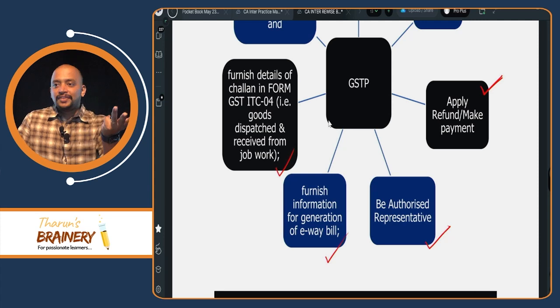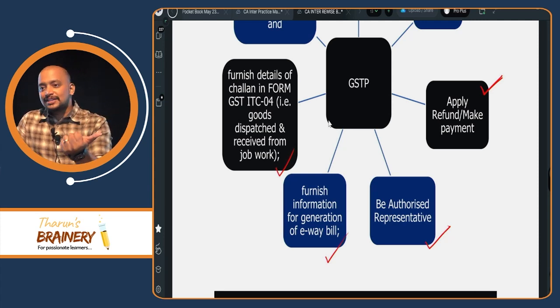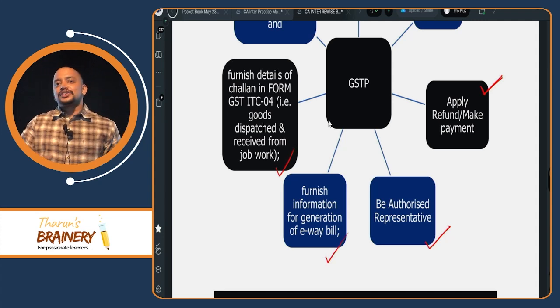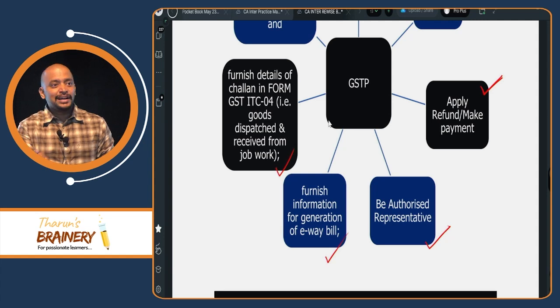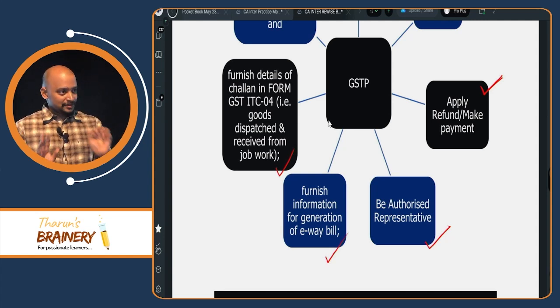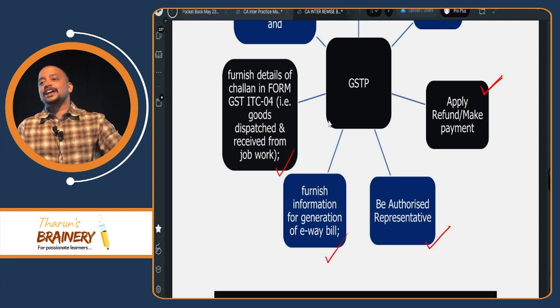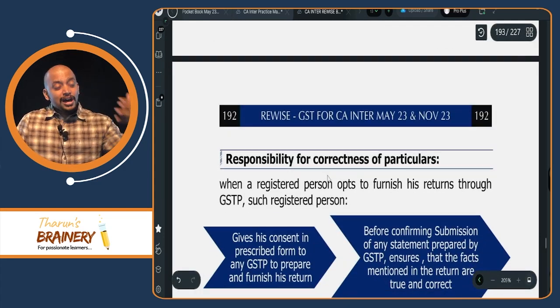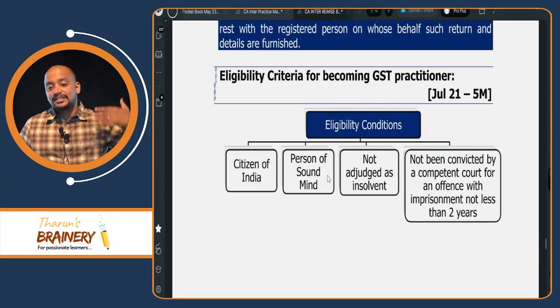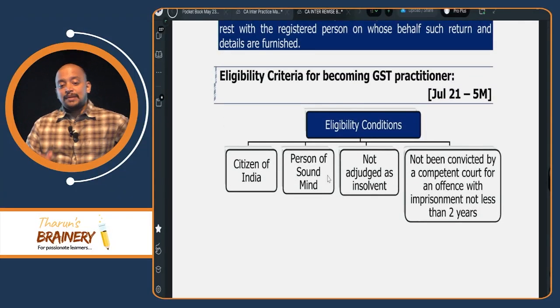What? Apply for registration, file returns, pay taxes, act as authorized representative, generate e-waybill, enter details of goods sent and received from job work, and application for amendment or cancellation of unique enrollment number. Okay, these activities only they can do. And for that, what is the eligibility criteria? This has been asked in July 21 for 5 marks.